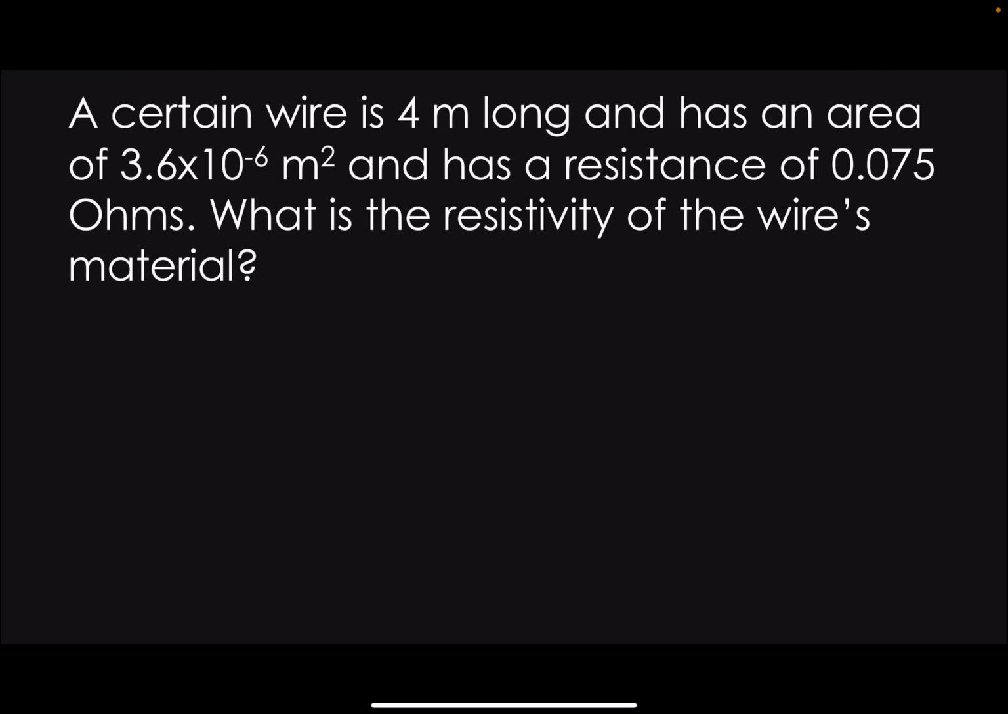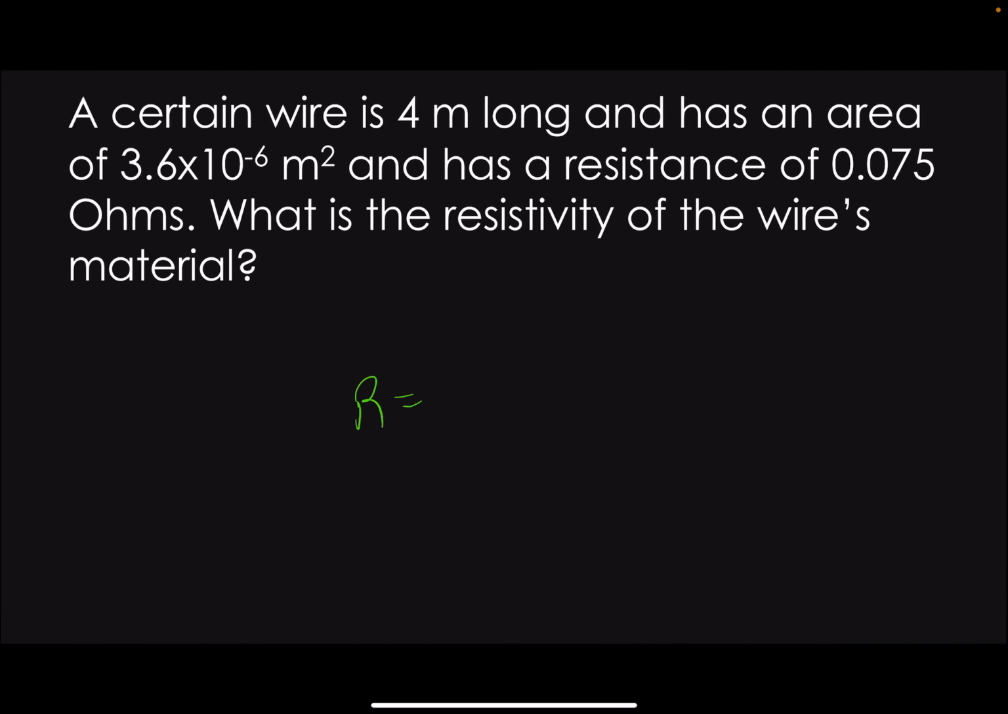So a certain wire is 4 meters long and has an area of 3.6 times 10 to the negative 6 meters squared and has a resistance of 0.075 ohms. What is the resistivity of the wire's material? So we have this equation, resistance equals rho length over area. And so we know the resistance is 0.075. We know that our resistivity is what we're looking for. Our length is 4 meters and our area is 3.6 times 10 to the negative 6.